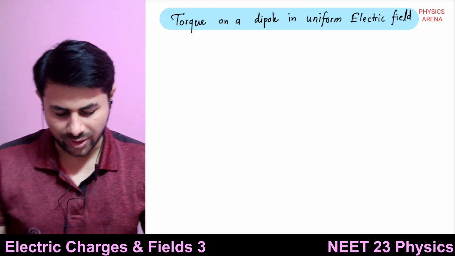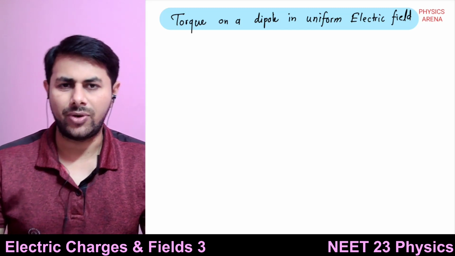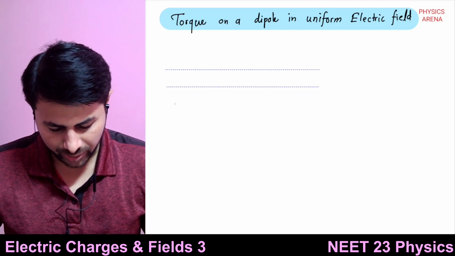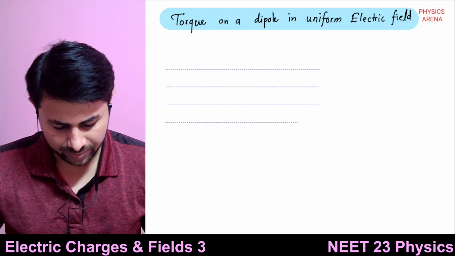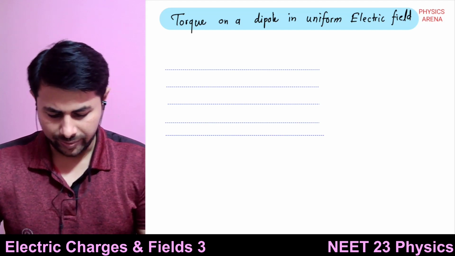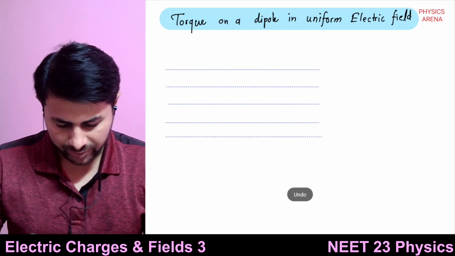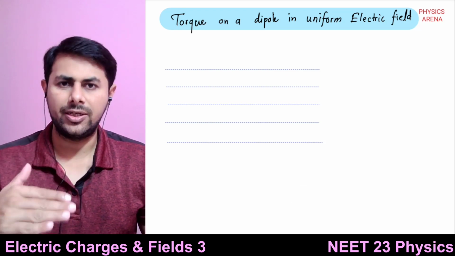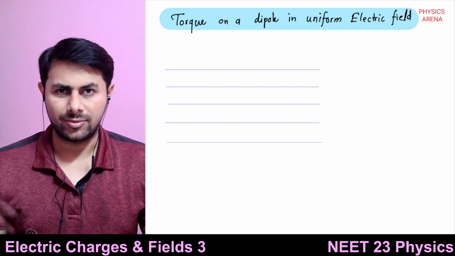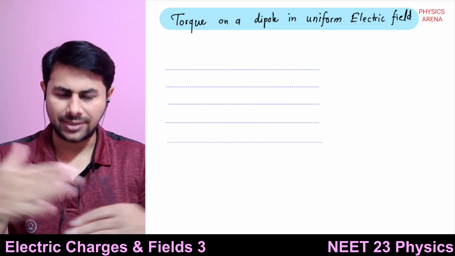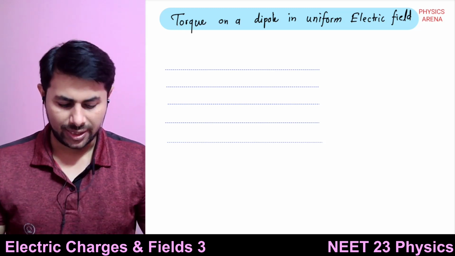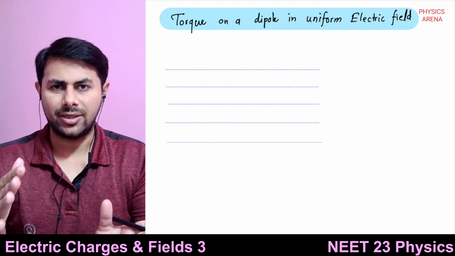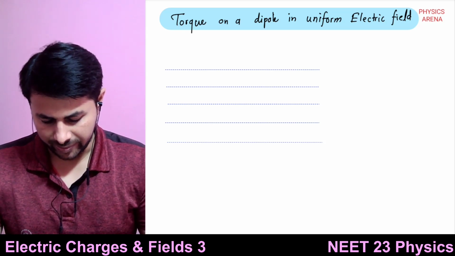Let us see the torque acting on a dipole in a uniform electric field. So let's suppose there is some uniform electric field in this region. How is a uniform electric field represented? It is represented by equidistant parallel lines. Because if lines get closer, that means the electric field is strong in that region. If lines are separated, it means the electric field is weak.